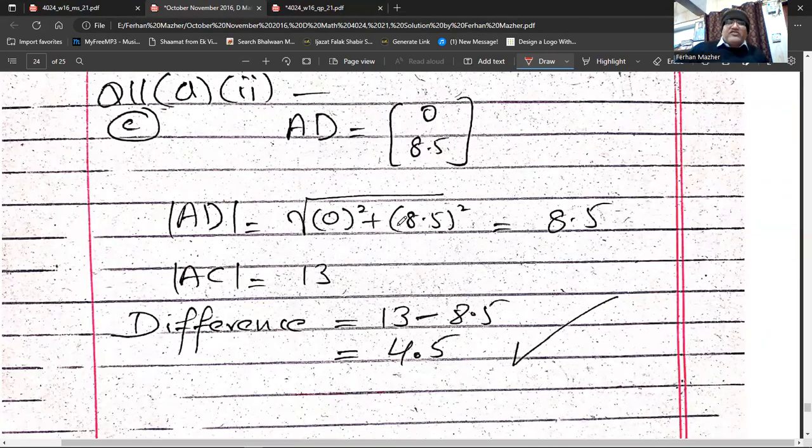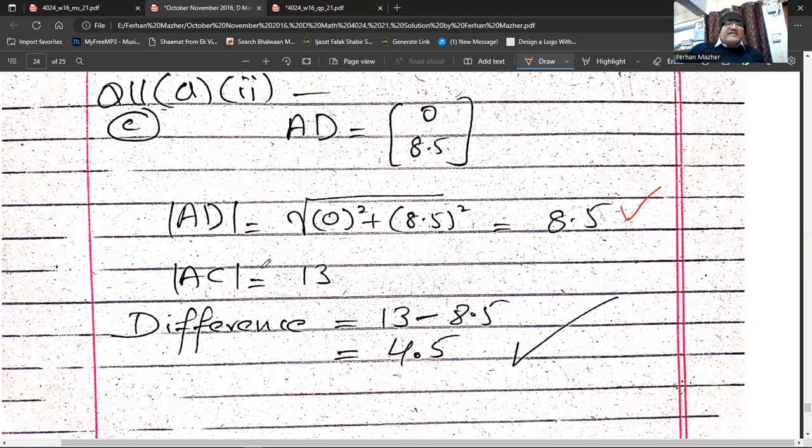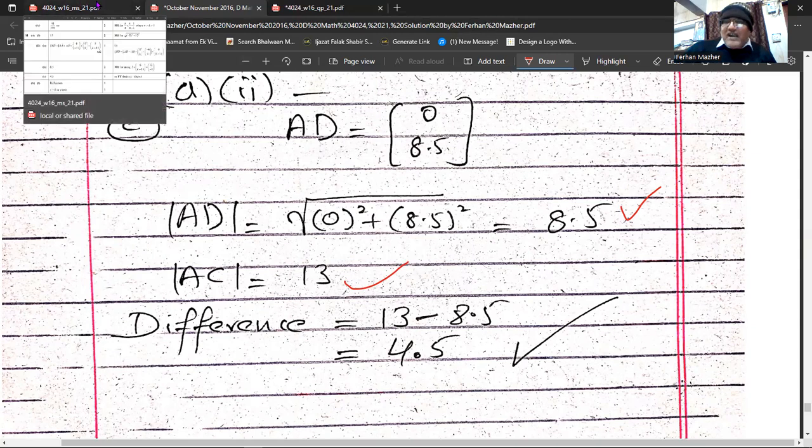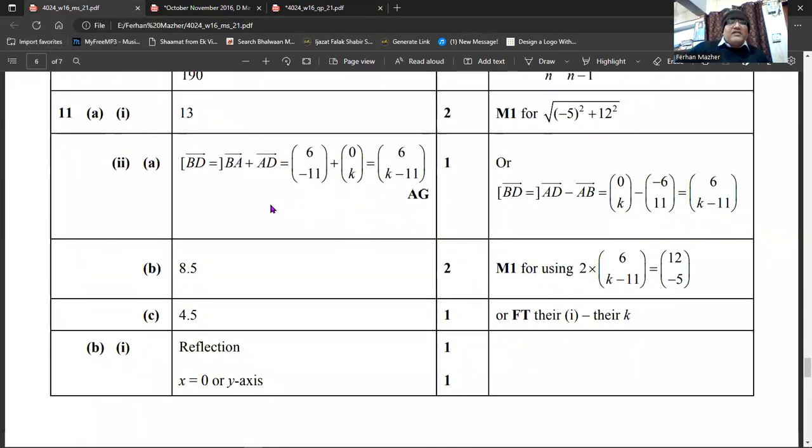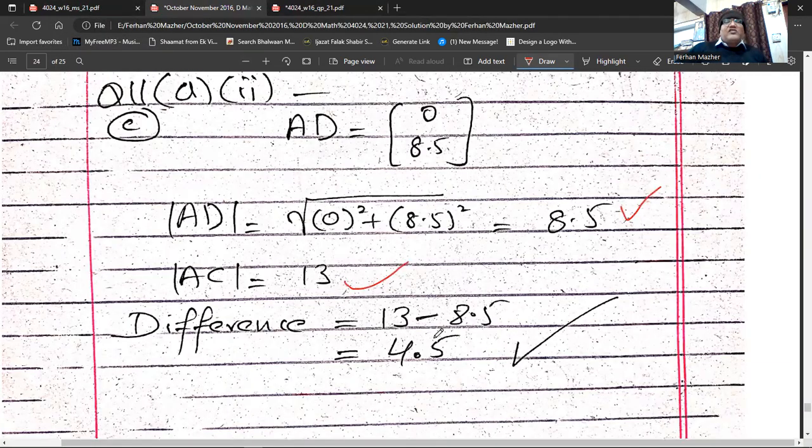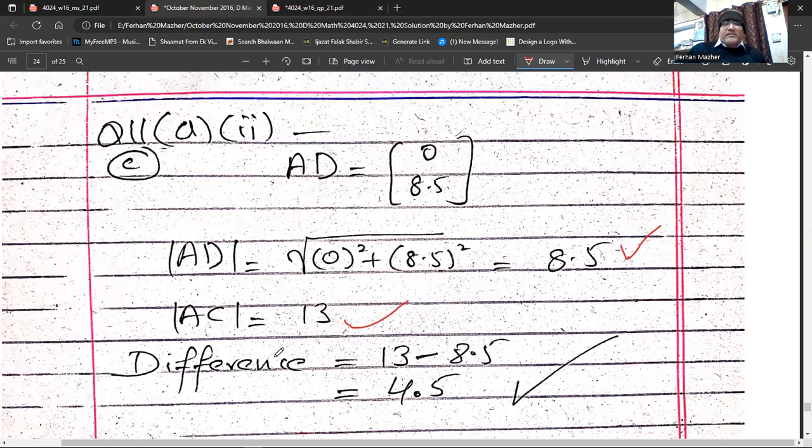That will be the square root of x squared plus y squared. So 0 squared plus 8.5 squared, and that will be 8.5. So the length of AD is this. The length of AC we already know is 13. So the difference between them will be 13 minus 8.5, that will be 4.5. My answer is also 4.5. The solution is showing up here. I hope you understand.